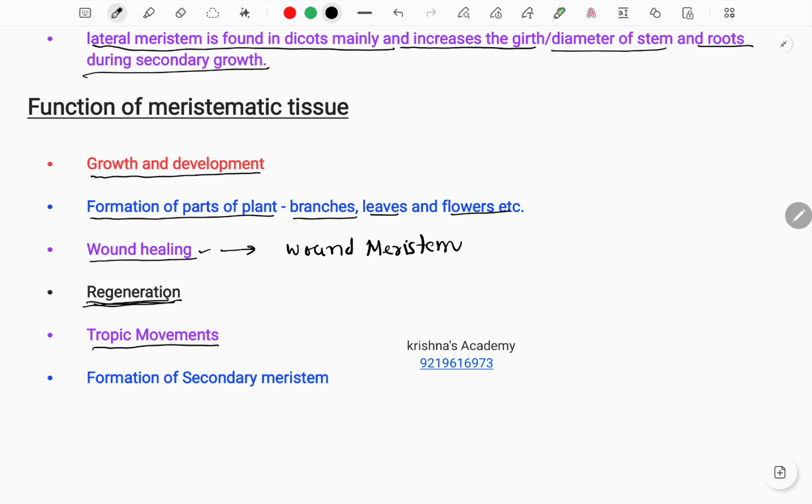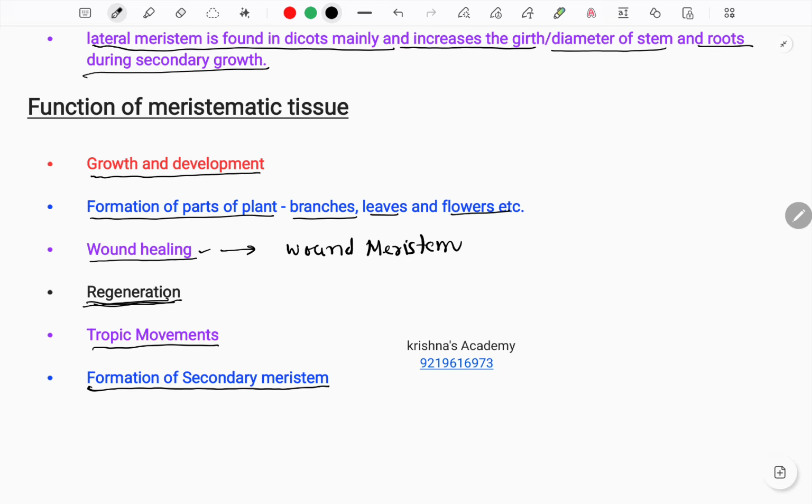And the most important in anatomy, formation of the secondary meristem. Okay, secondary meristem is also a part of this. Formation of the secondary meristem: it is formed by the primary meristem. The primary meristem first differentiates into the permanent tissue, and again it converts into the secondary meristem.